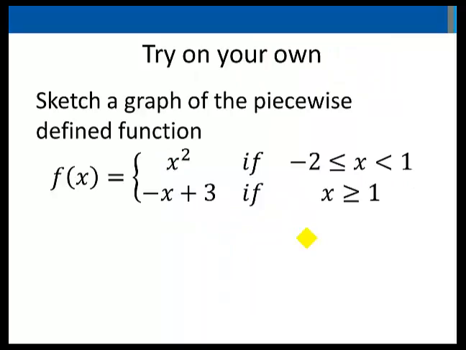Okay, well, let's go on and have a piecewise function that you can graph on your own. This is defined as f of x equals x squared if negative 2 is less than or equal to x is less than 1, and f of x equals negative x plus 3 if x is greater than or equal to 1.